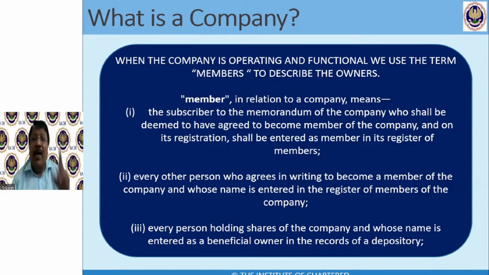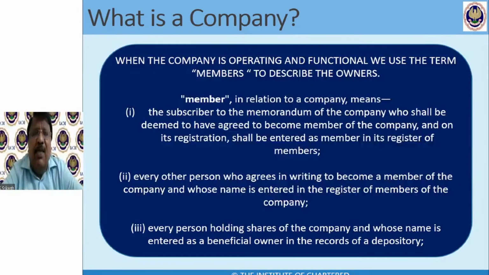Every other person who agrees in writing to become a member and whose name is entered in the register of members. There are two ways of agreeing. Once the company is incorporated, everybody who signed the memorandum agreed to take the number of shares. The company is registered, and all of them become members automatically. Their names will be entered in the register of members. Every other person after the registration may apply for shares and the shares will be allotted to them. This is called primary market or allotment. Got it? Allotment. The share is created for the first time and he is becoming the first owner.